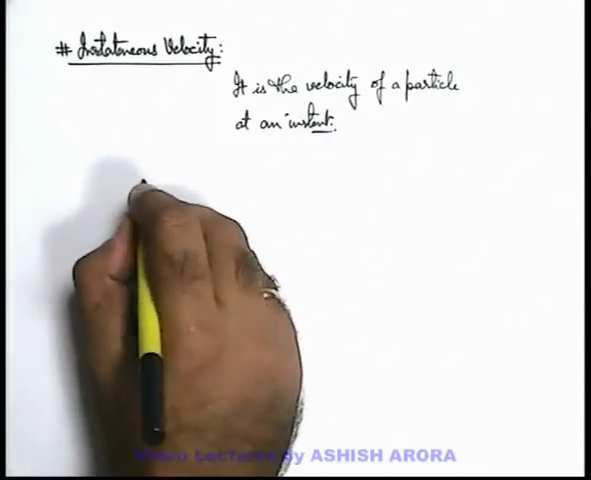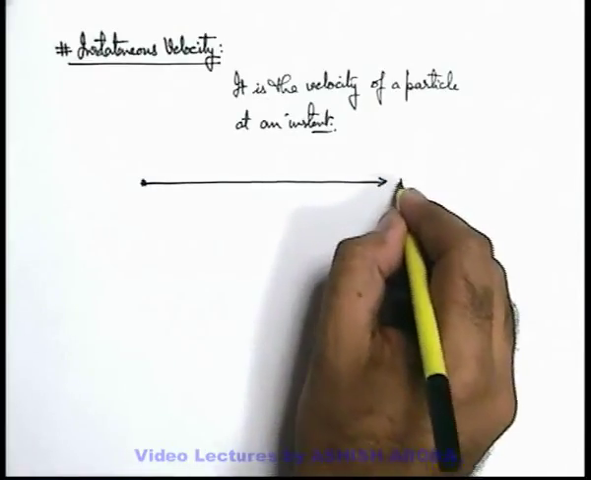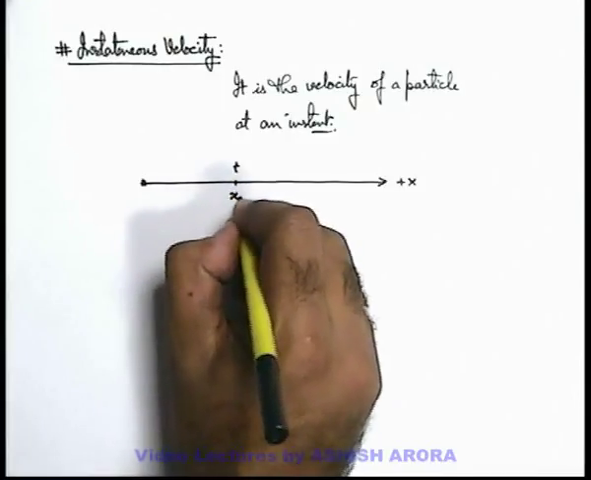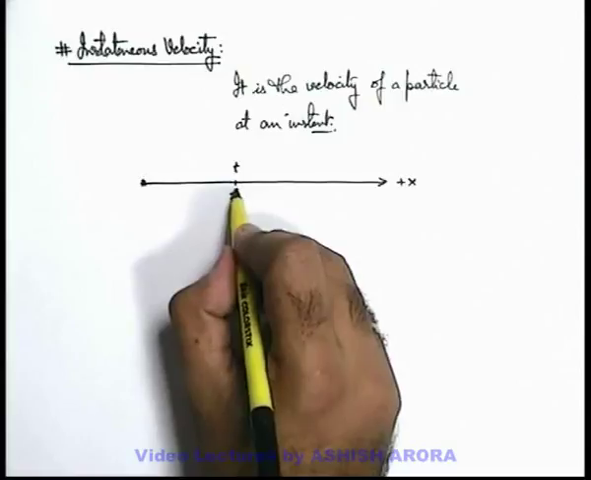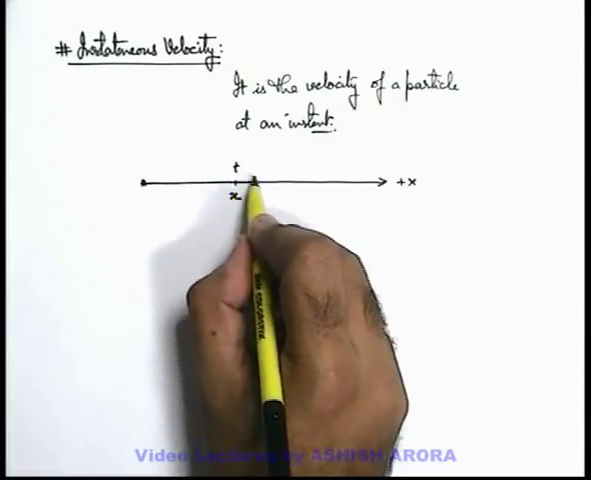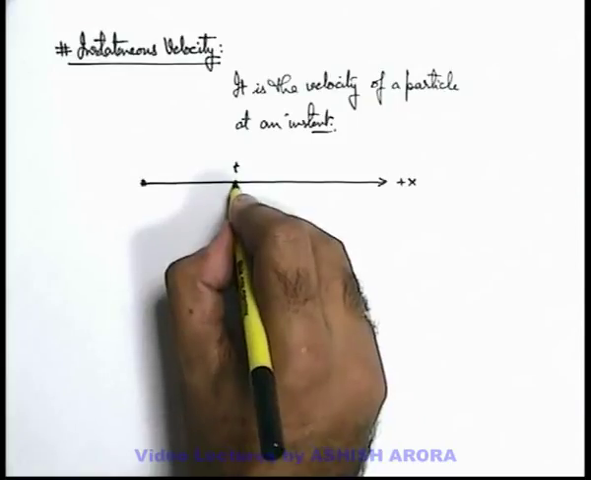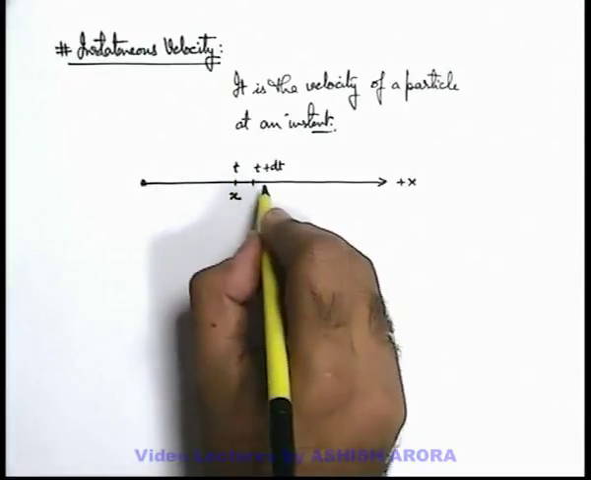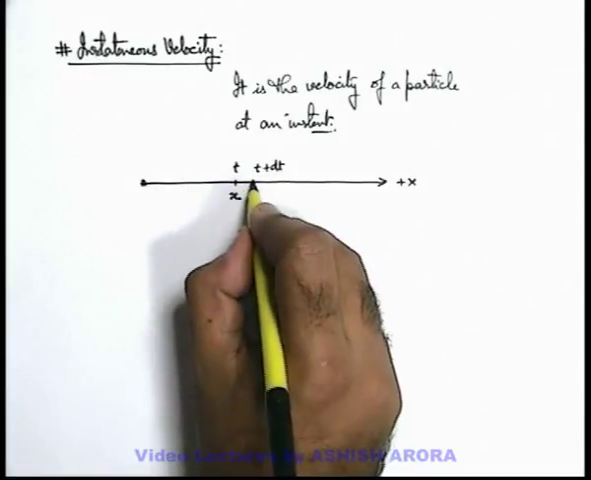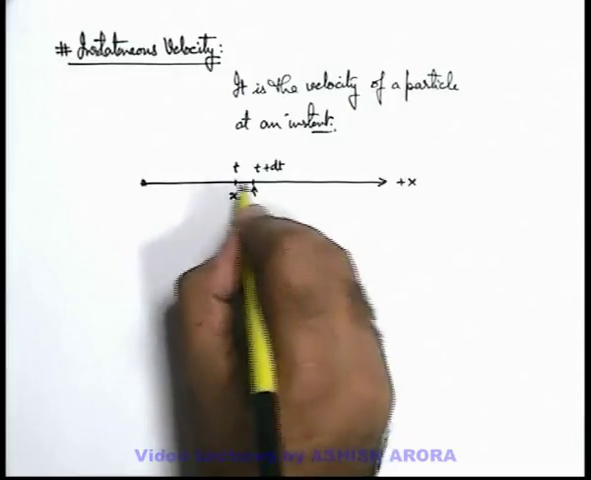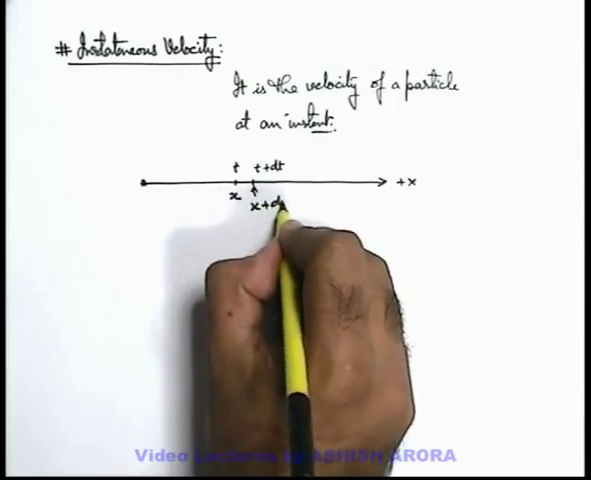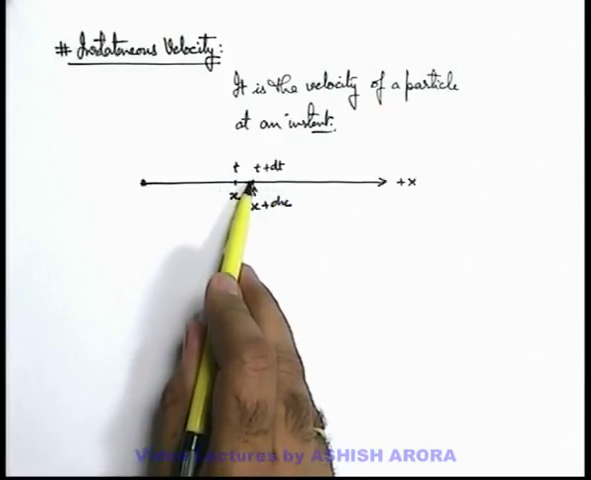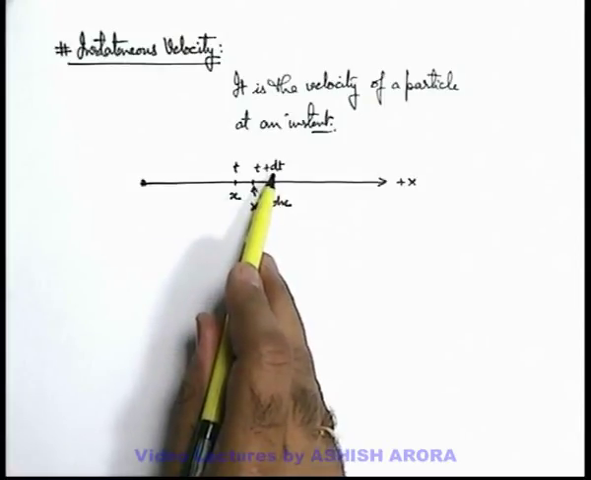Say a particle is moving in the direction of the positive x-axis, and at a particular instant of time it is at position x. So we consider a very small neighborhood of this motion, from time t to t plus dt, and in this small duration dt it has traveled a distance dx. So it reaches the position from x to x plus dx. So we can consider that at the instant t, the particle has covered distance dx in time dt.